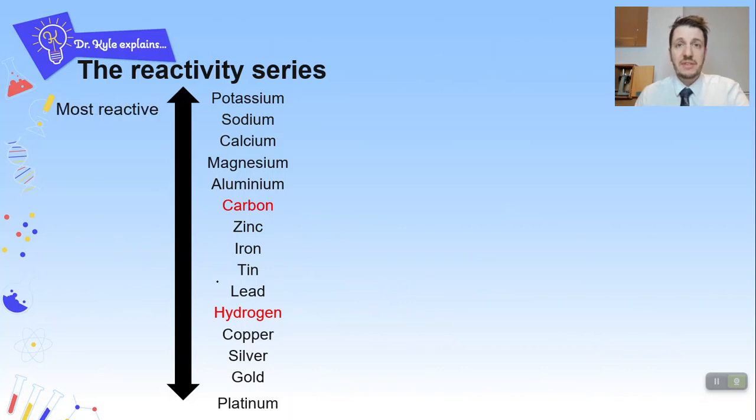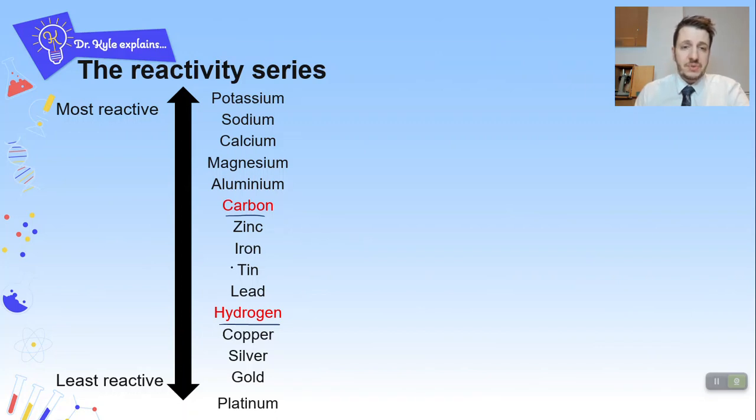At the top we have the most reactive, and at the bottom we have the least reactive. Now you do not need to learn this list specifically, but you do need to have a good idea of where these elements would fit in. The elements carbon and hydrogen are added into this reactivity series because they're often used to extract the elements that are below them. So for example, carbon is more reactive than iron, so it's often used in the extraction of iron when using iron ore and then taking iron on for construction and things like that.